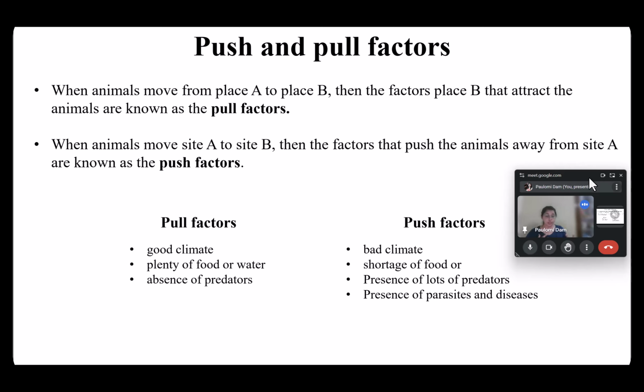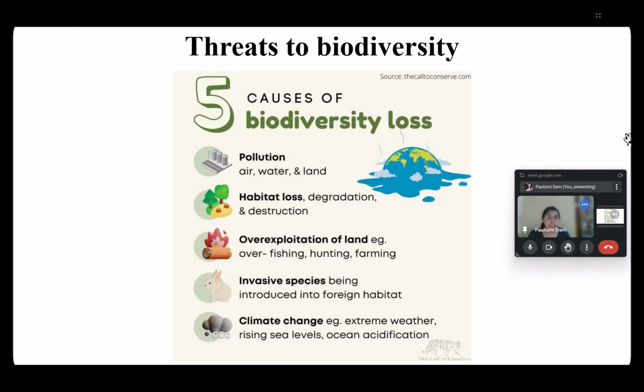If an animal senses there are a lot of predators in this region, it will move out of that region, and that is perceived as a threat. The predator, the disease or the shortage of food is something that leads to the decimation of their population. So threats to biodiversity are mainly classified into these five causes.